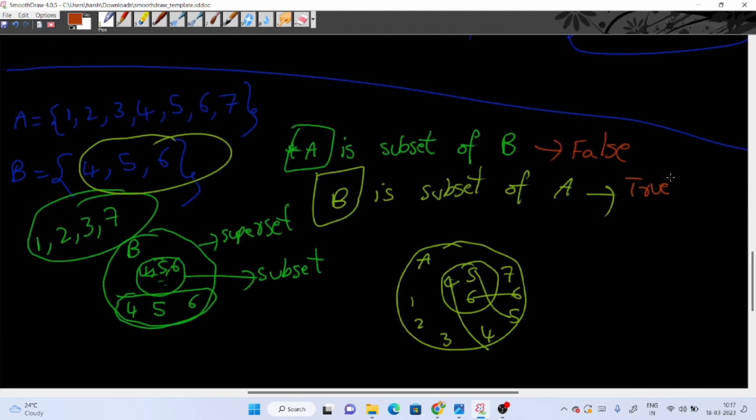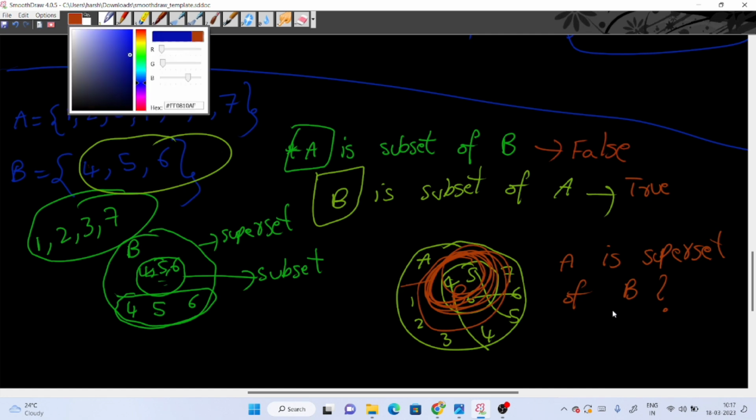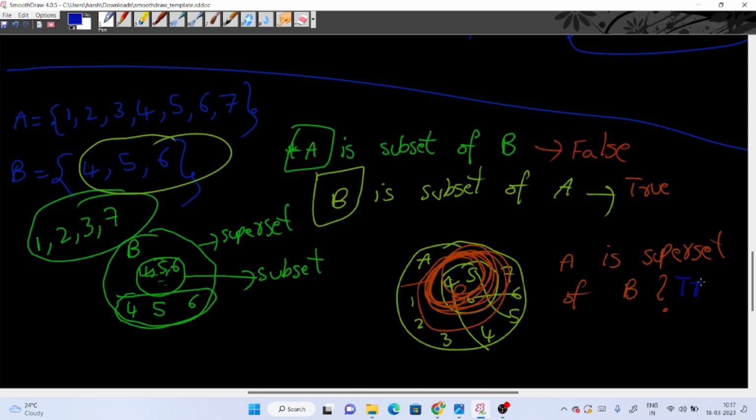So we can write the output as true. Similarly, we can have something like supersets, whether A is a superset of B. That means whether B is a part of A or not. Here from this example, clearly we can see that this is A and this is B, where B is completely inside A. So this is going to be true. So I'll write true here. Yeah, this is going to be true.